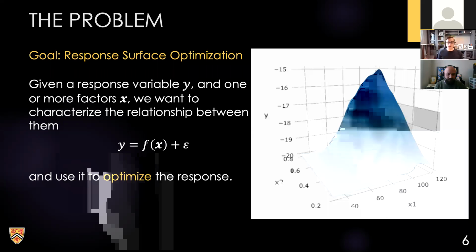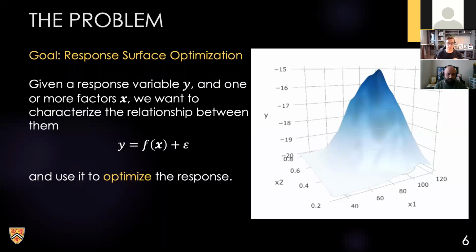Okay, so the problem, what is the context here? The context is response surface optimization. And I'm sure many of you are familiar with it. In case there are those of you who aren't, I will quickly provide an overview of this context. We have a response variable and one or more factors that we believe will influence that response. Ultimately, we want to characterize the relationship between them for purposes of response optimization.